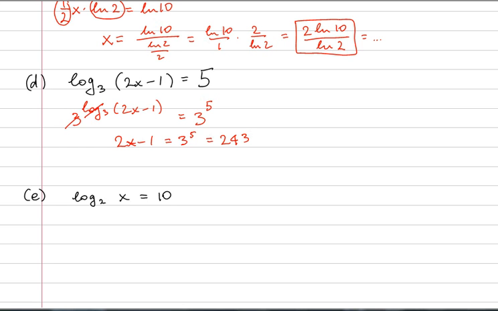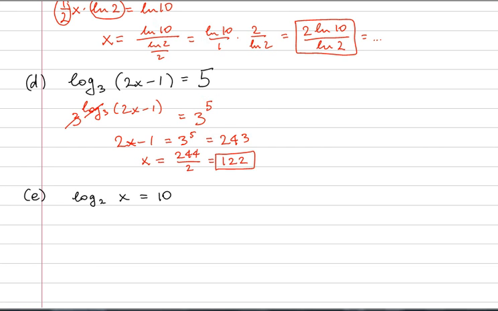And then I have a simple linear equation which I solve. So x is equal to 243 plus 1, 244 divided by 2, and that's 122 if I didn't make an arithmetical mistake.